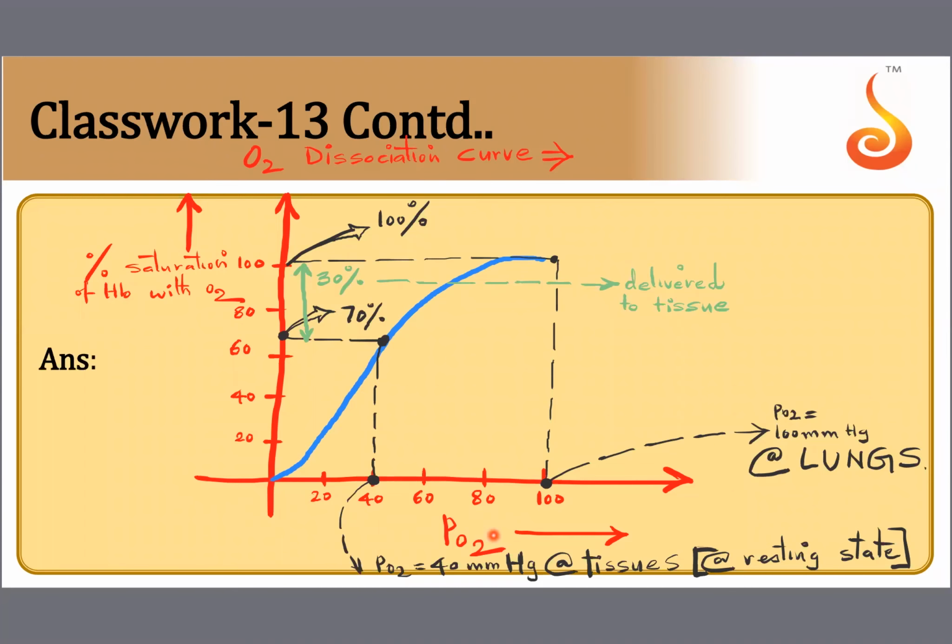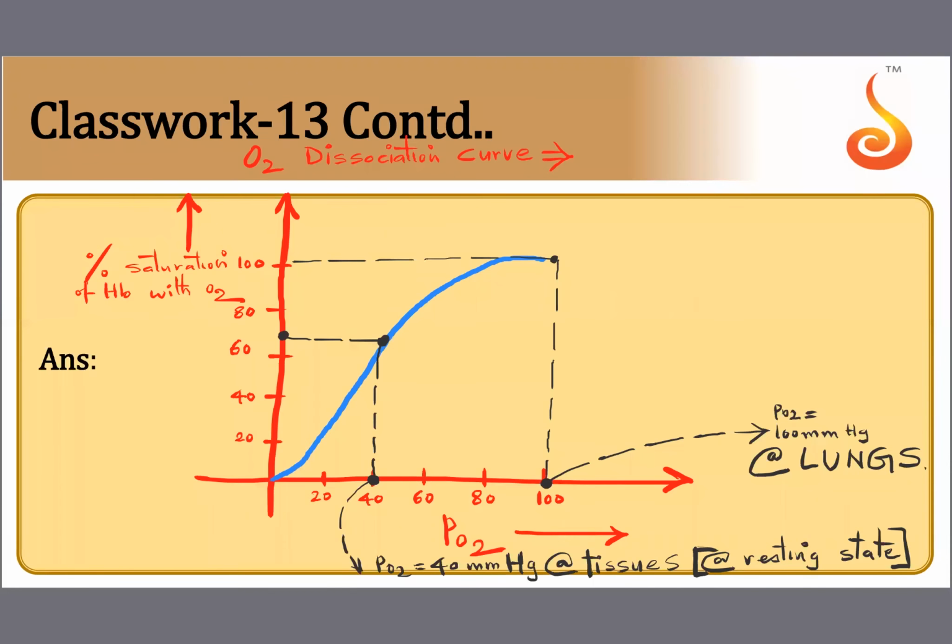Now coming to the very important aspect. Sometimes this curve can shift to the right side. Let me draw another curve here and let me erase some parts over here. So you know that 70% saturation is understood from the y-axis. 100% saturation is understood again from the y-axis. And the difference is delivered to the tissue. 100 minus 70, 30. 30% oxygen is being delivered to the tissue. That also you understood. And I told you what is saturation.